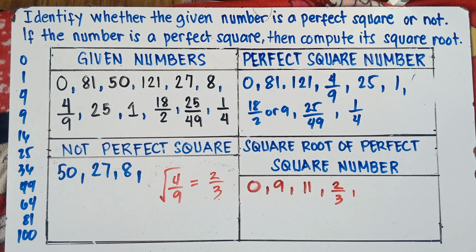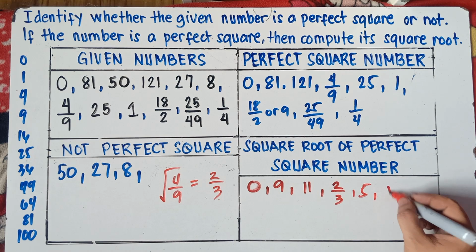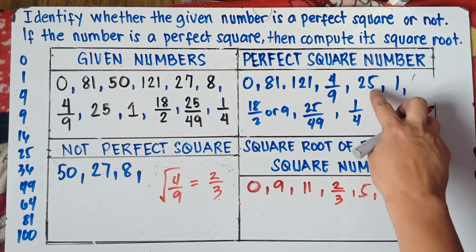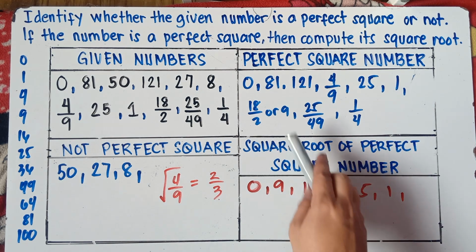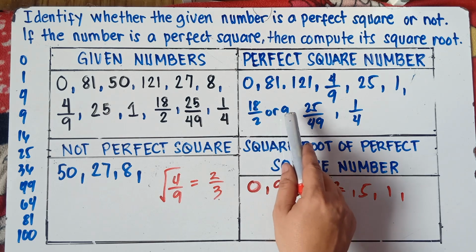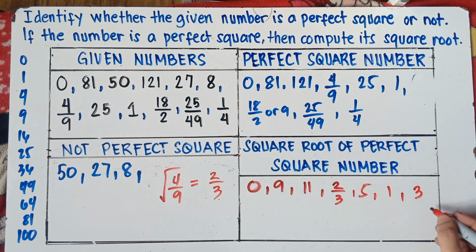The square root of 25 is 5. The square root of 1 is 1, because 1 times 1 is 1. Once again, the square root of 25 is 5, because 5 times 5 is 25. And then the square root of 18 over 2, or 9, the square root of 9 is 3.